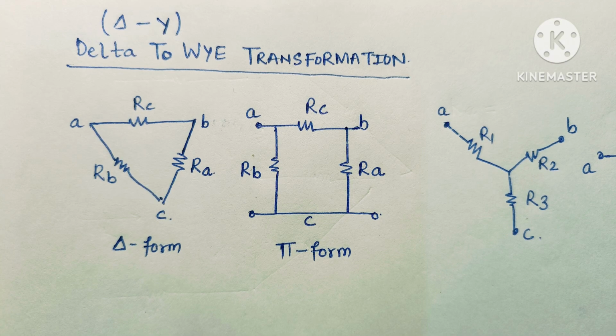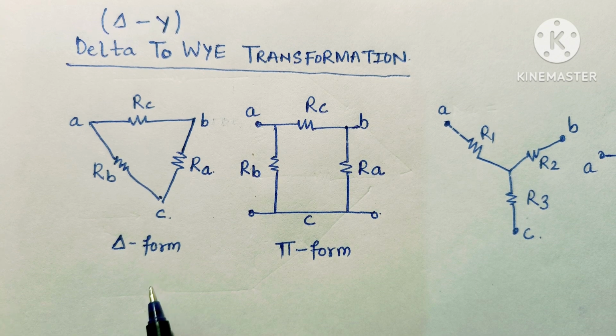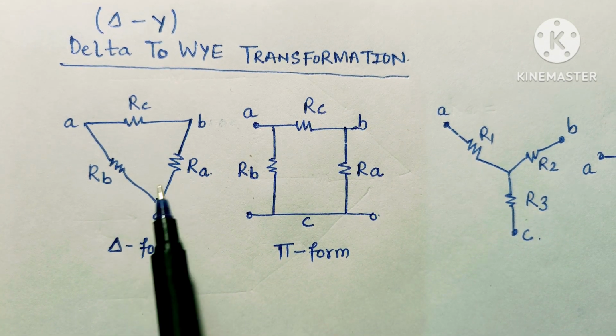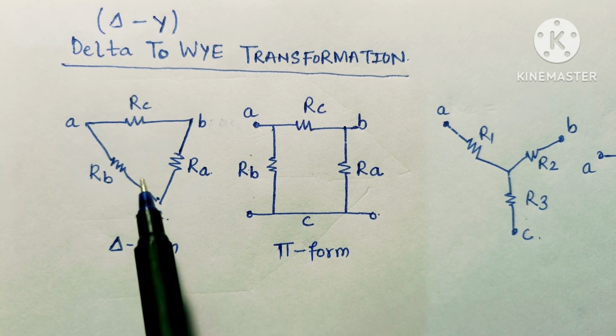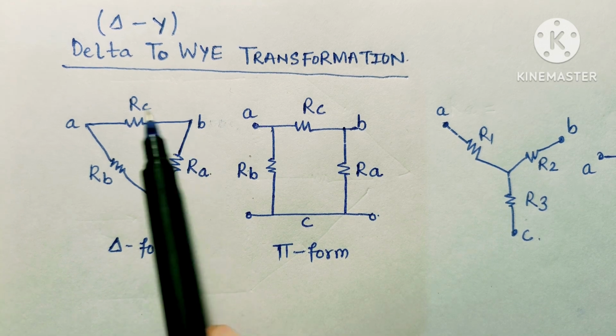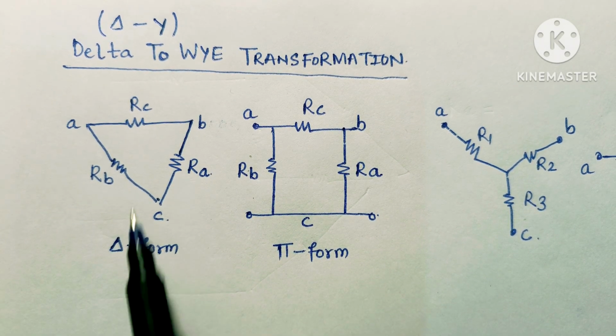Today we will learn how to convert a circuit which is in delta form to Y form, or conversion from Y form to delta form. Suppose a circuit is in delta form. Delta form is formed like this. Suppose the network is resistive in nature, then three resistances will be connected in such a manner, and this is called delta form.